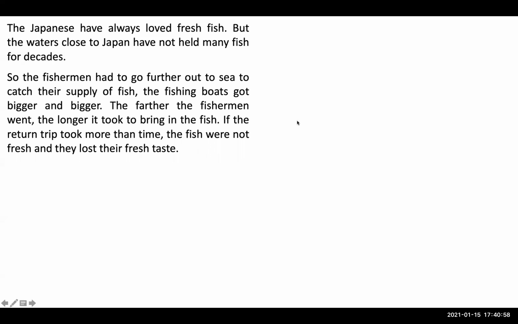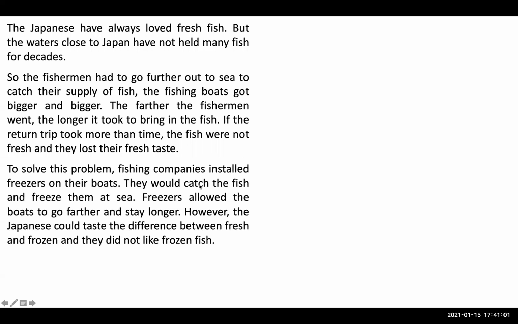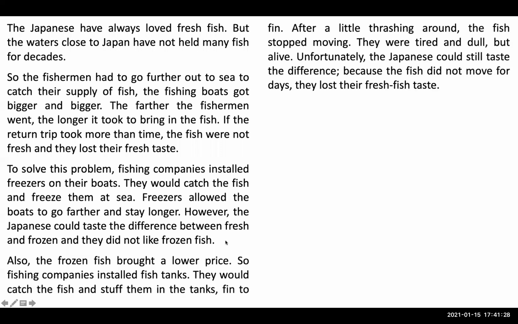To solve this problem, fishing companies installed freezers on their boats. They would catch the fish and freeze them at sea, and freezers also allowed the boats to go further and stay longer. However, the Japanese could taste the difference between the fresh and the frozen. They did not like the frozen fish. Also, the frozen fish brought a lower price.